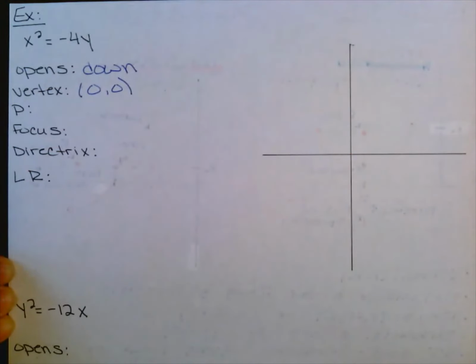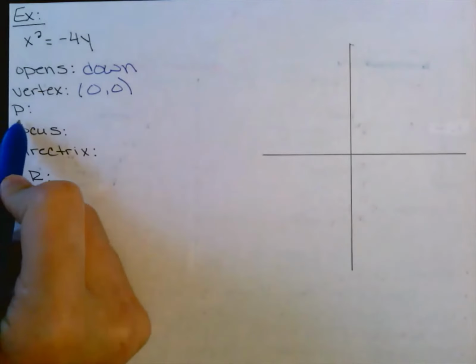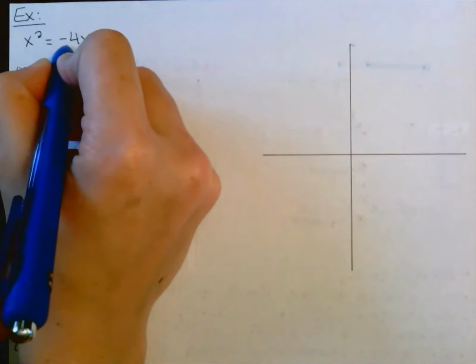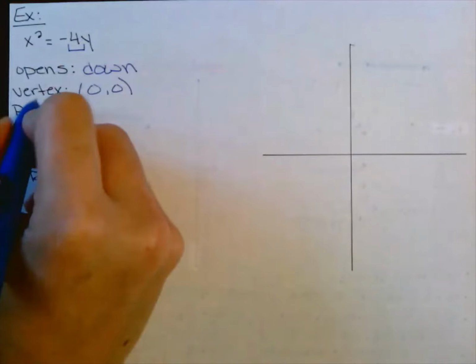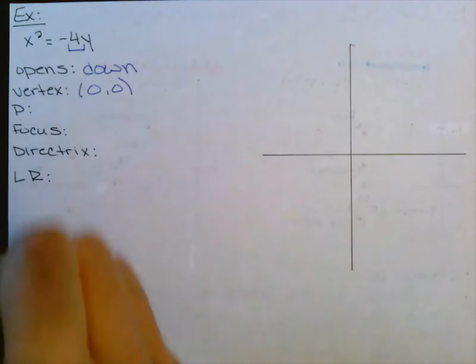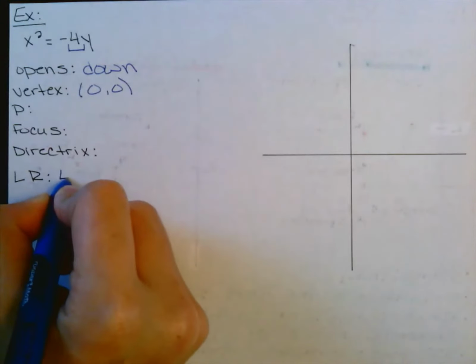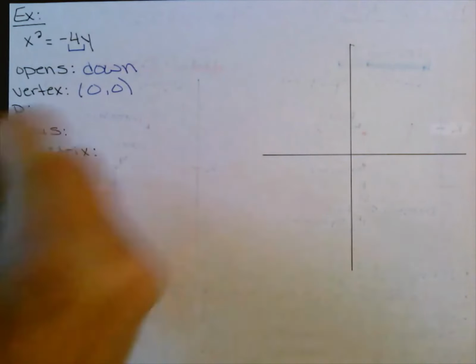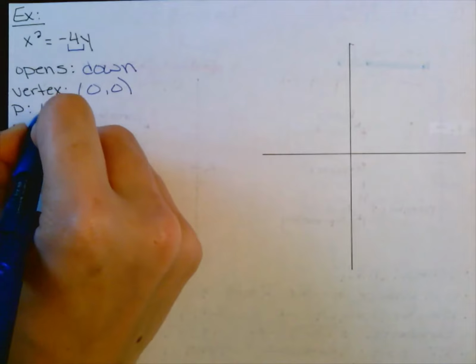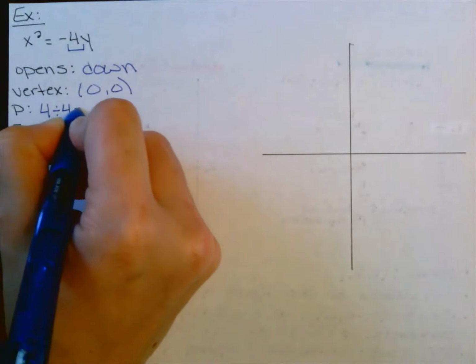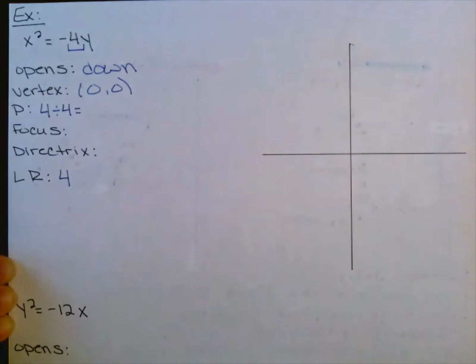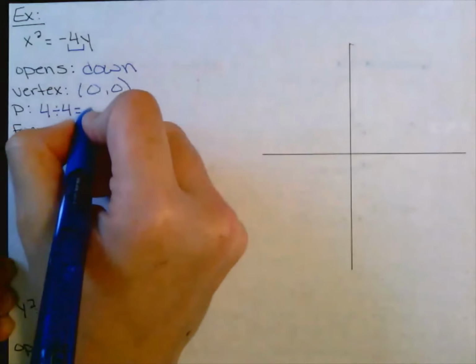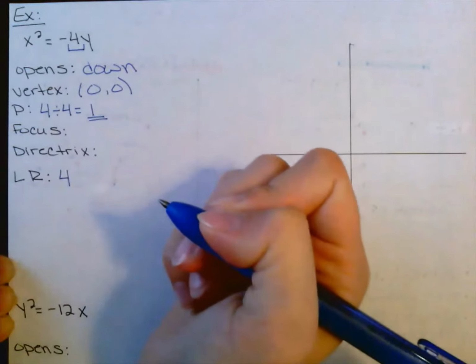Okay? Now, p, I need to take this number in here and divide it by 4. So if that number, which is my LR, is 4, remember the negative is just to dictate that it's going downward, okay? Then I need to divide that number by 4 because the formula has a 4p to solve for p, which means that my p is 1.